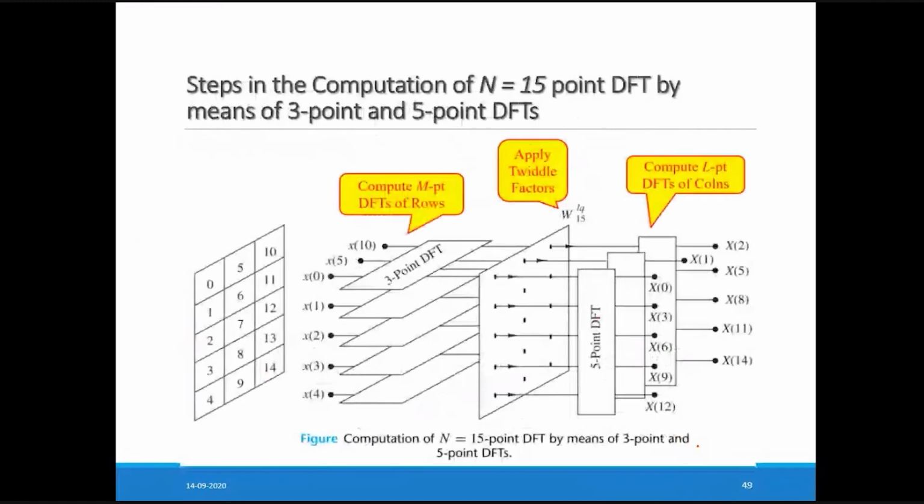So these are the steps in the computation of the N equal to 15-point DFT by means of 3-point and 5-point DFTs. Here for the 3-point we have taken M equal to 3, and for the 5-point, L equal to 5. The input data given to you is one matrix, 3 cross 5. You notice one thing here: all the values are given column wise, 0, 1, 2, 3, 4, 5, 6, 7, 8, 9, 10, 11, 12, 13, 14.